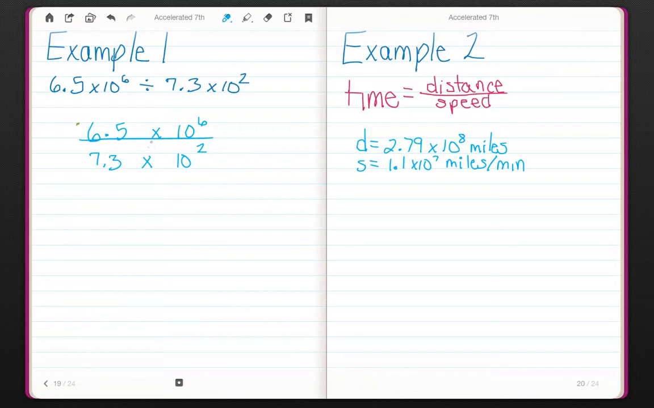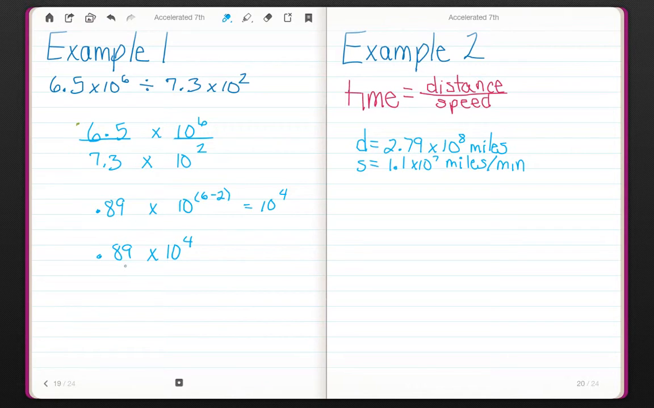Now I'm going to split these so that I'm dividing just my scientific notation and just my number. So 6.5 divided by 7.3 is 0.89 times 10 to the 6th minus 2, or 10 to the 4th. So my unsimplified answer is 0.89 times 10 to the 4th.